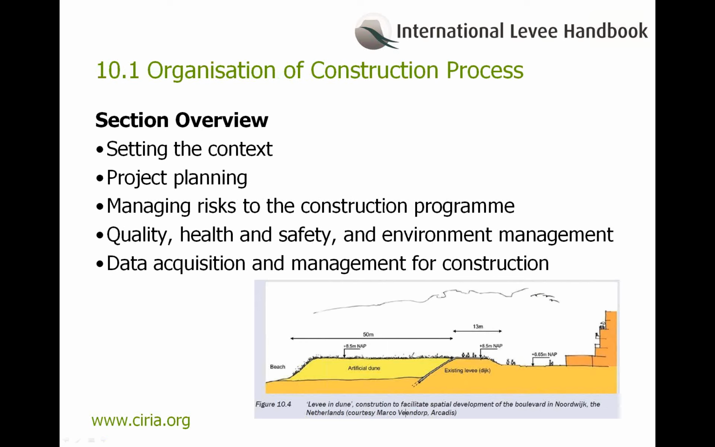Section 10.1 first sets out the context of the construction to give a clear understanding of procurement approaches, inputs from various design stages and legal responsibilities. It then gives details related to planning the project and managing the risk to the construction program. And finally, it introduces the framework to ensure quality, occupational health and safety, environmental management, and data acquisition and management.